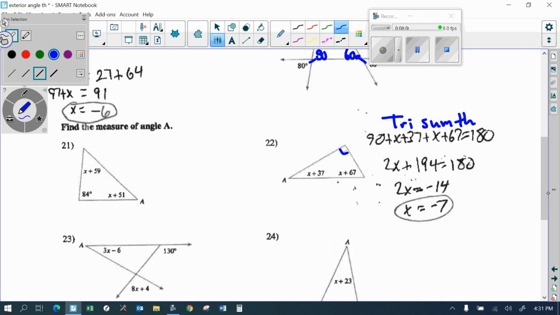Combine like terms, I get 2x plus 194 equals 180. Subtract the 194 across. 2x equals negative 14. And last step, divide by 2, and you get x equals negative 7. Now, I am not technically done there because it says find the measure of angle A. A is right here. So I take that negative 7 and plug it in right there. Negative 7 plus 37 is 30 degrees for the measure of angle A. So that would be my final answer right there.